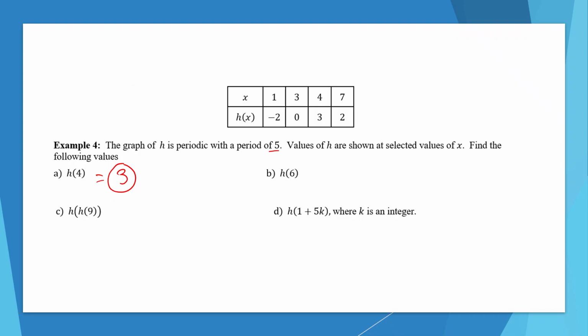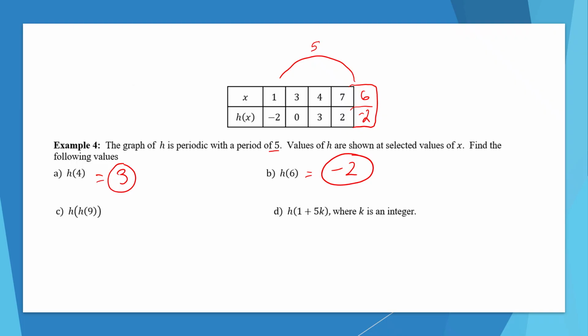For number B, we're looking for h of 6. And so here, when we have an x value of 6, what is our corresponding y value? That's going to be the same as 1 because it's 5 units apart, which means we should have the same y value of -2. So -2 should be our answer for B.